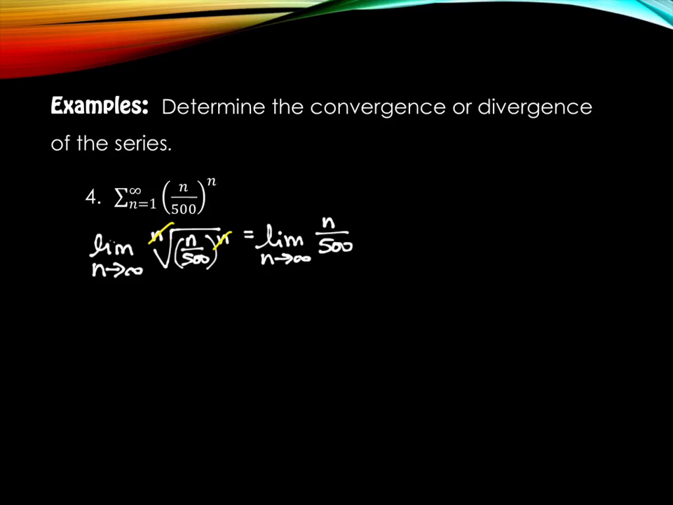That's infinity, right? Don't get confused and think you're seeing 500 over n. It is n over 500. This is infinite, which means what? It diverges absolutely by the root test.